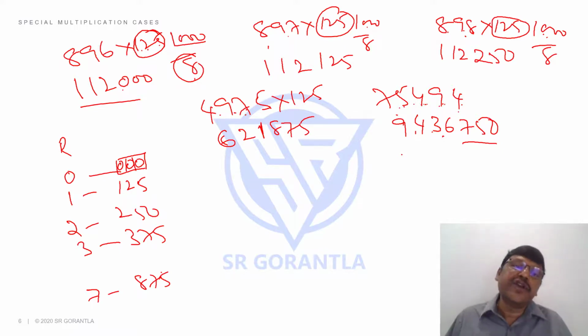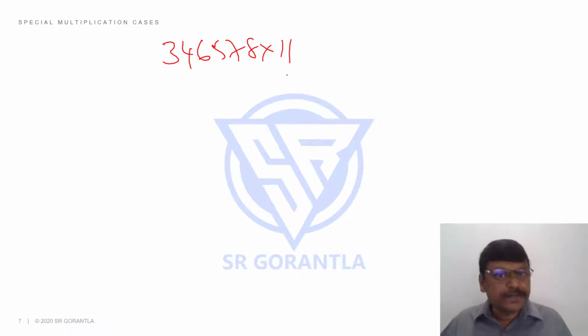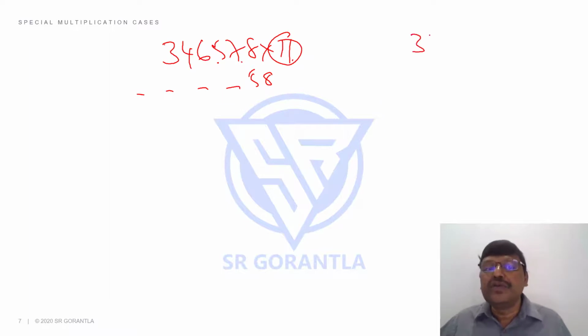One more special case I would like to talk about, students, is how do we multiply a number with 11? Suppose I ask you 346578 into 11. One, you can use the multiplication table of 11 and do it. You can always say 11 8s are 88, 11 7s are 77 plus 8, 85, kind of stuff. Some people are not comfortable doing this. So normally what you do is like this.